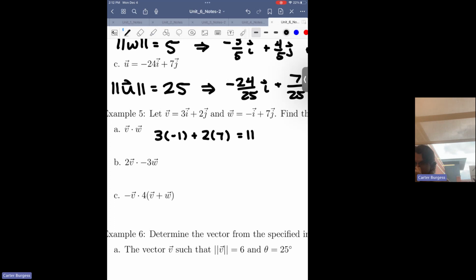Questions with dot product? All right, take a stab at B and C as well.